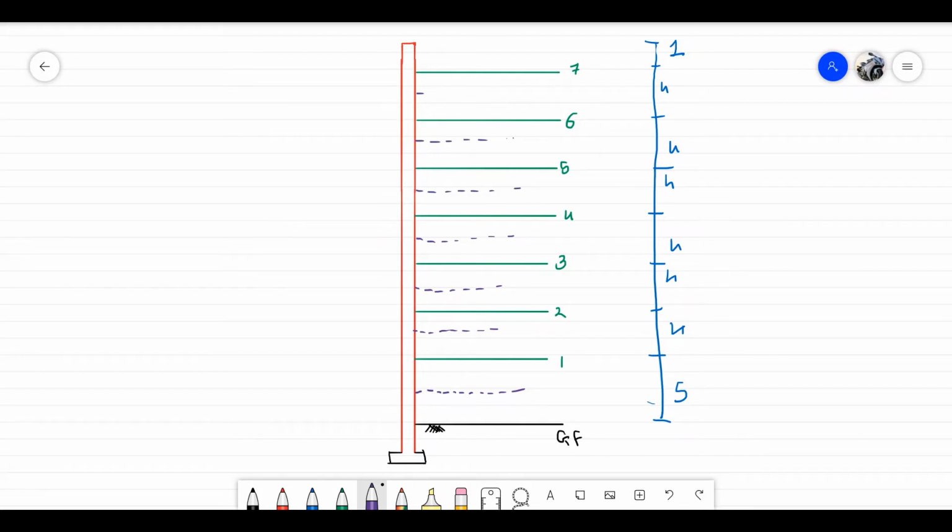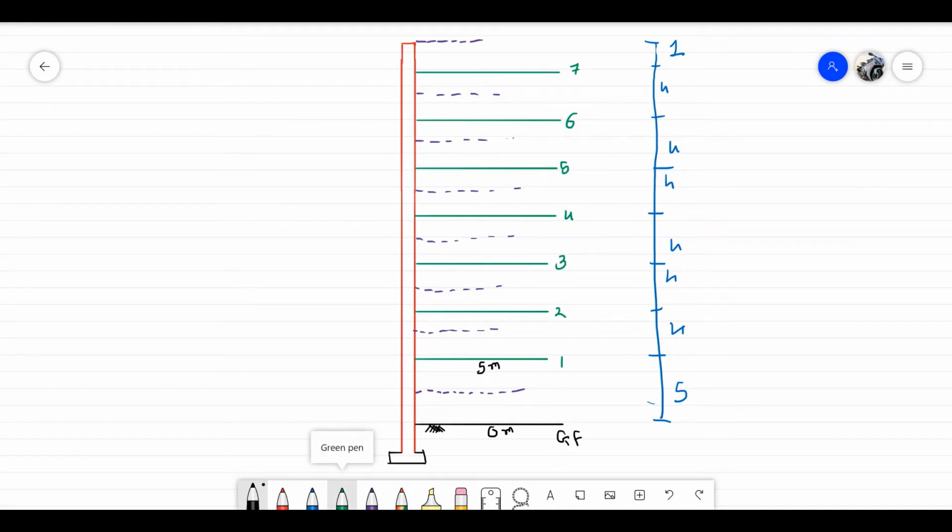Okay, center line. First of all, we write down the story height from the ground. So ground floor story height is 0. Here is 5 meter. Here is 9 meter. Let's change the color. It's 0 meter, then after it's 5 meter.